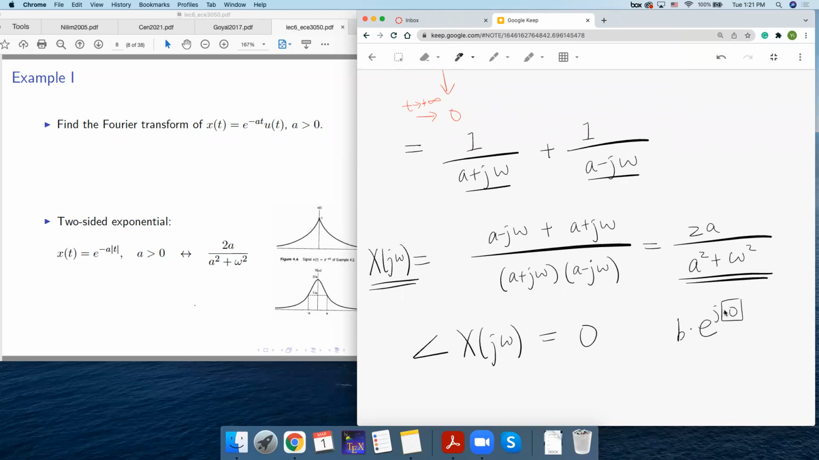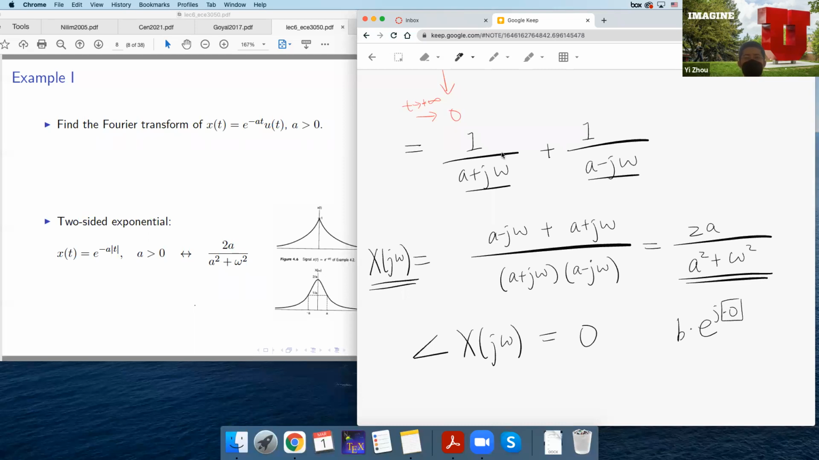Oh, actually, I should be more rigorous. The amplitude, sorry, the spectrum is actually all positive because we know that a is given as a positive number. A squared, omega squared, they are all positive. So in the end, the entire spectrum is all positive real numbers.